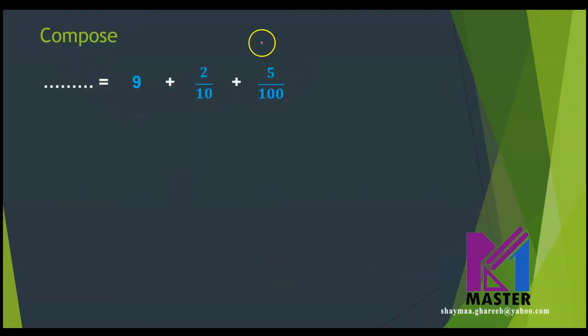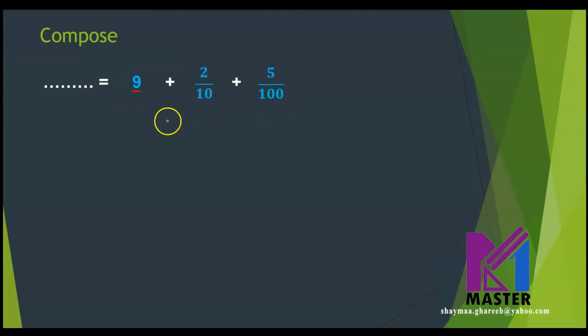Now, let's compose. I have the values of the number and I need to get the number in the standard form, or compose these numbers together. Let's look at this number. I have 9. What is this 9? It means 9 ones or 9 units. 2 tenths. Do you remember? Yes, this is the tenth. We said we can write it as a decimal as 0.2 or as a fraction form.